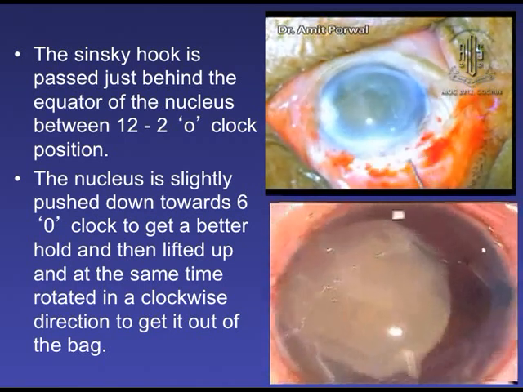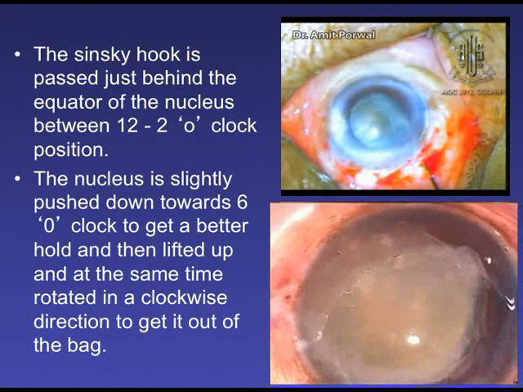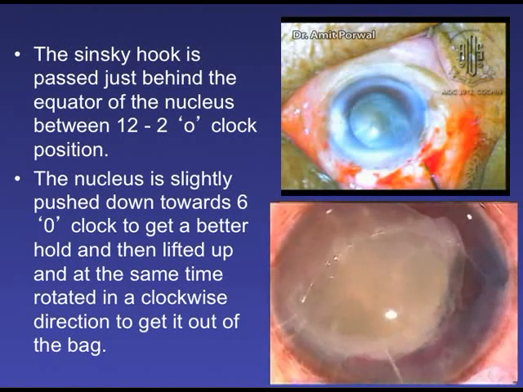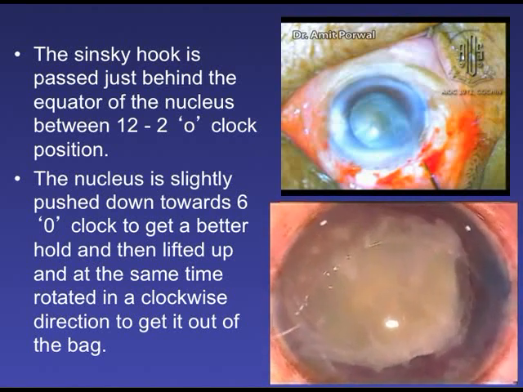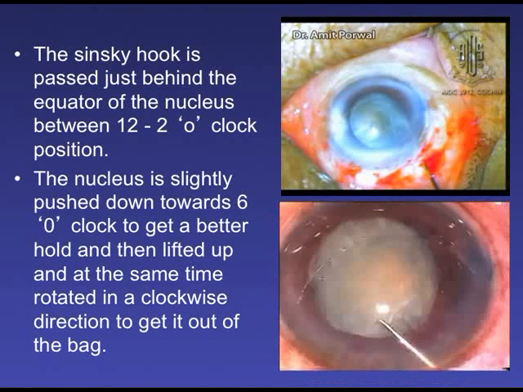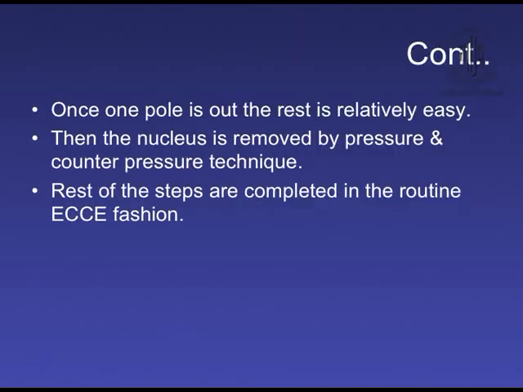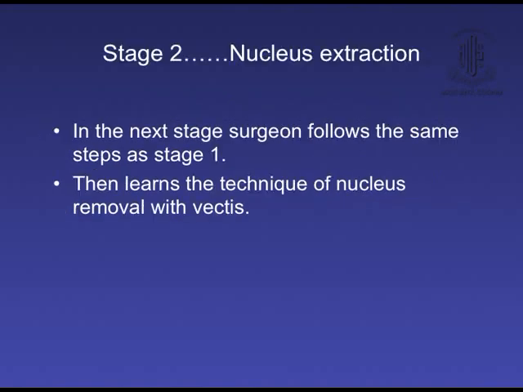The Sinskey hook is placed just behind the equator of the lens. The nucleus is slightly pushed down towards the 6 o'clock position to get a better hold and then lifted up at the same time. It is rotated in a clockwise direction to get it out of the bag. Once one pole is out, the rest is relatively easy. Then the nucleus is removed by the pressure and counter-pressure technique, and the rest of the steps are completed in the routine ECCE fashion.